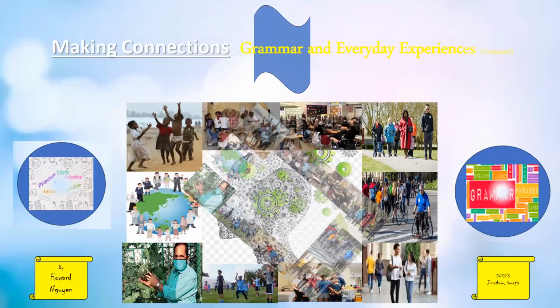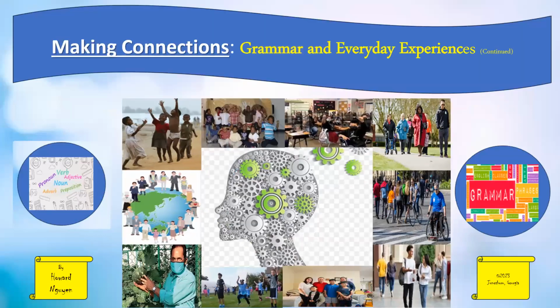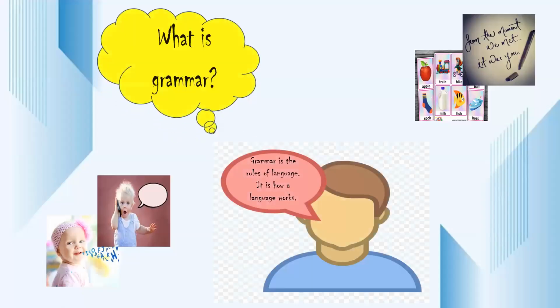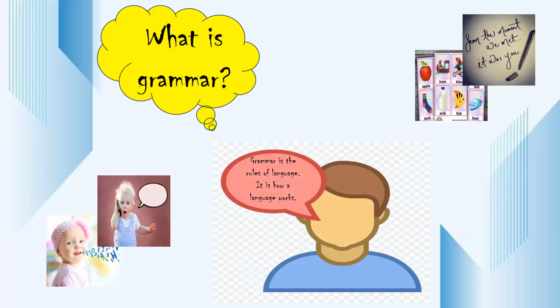All right, so we've been talking about making connections and why it is necessary for instructors or teachers to make connections with everyday experiences when they teach grammar. So this is a series on this important concept. We're talking about what is grammar. So grammar is basically the rules of how language comes into place.